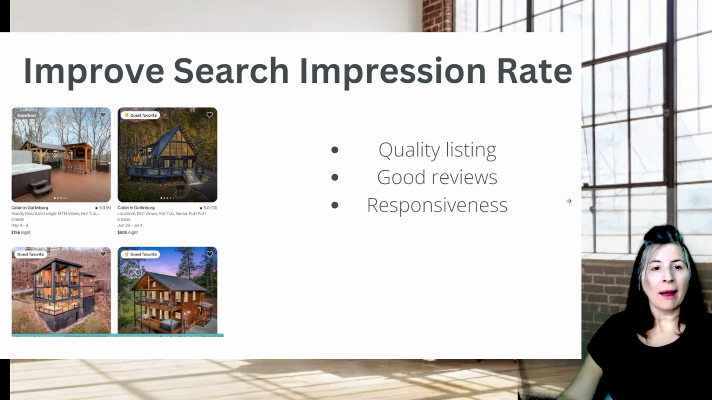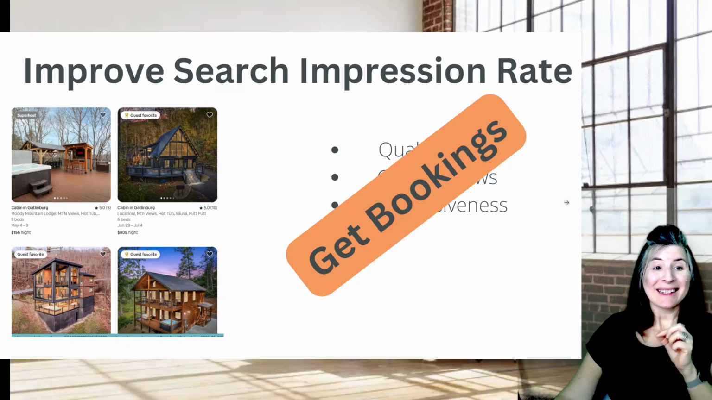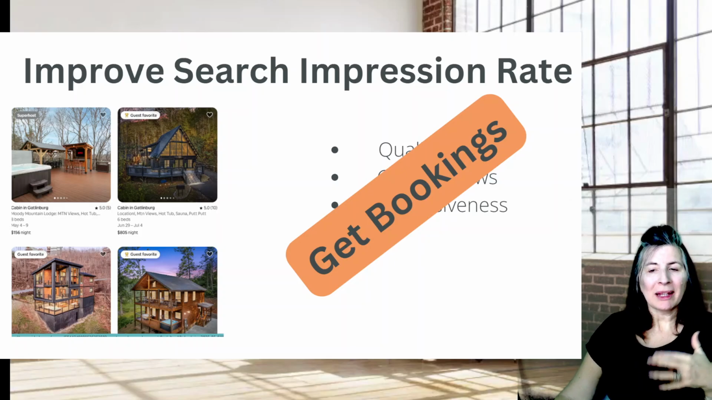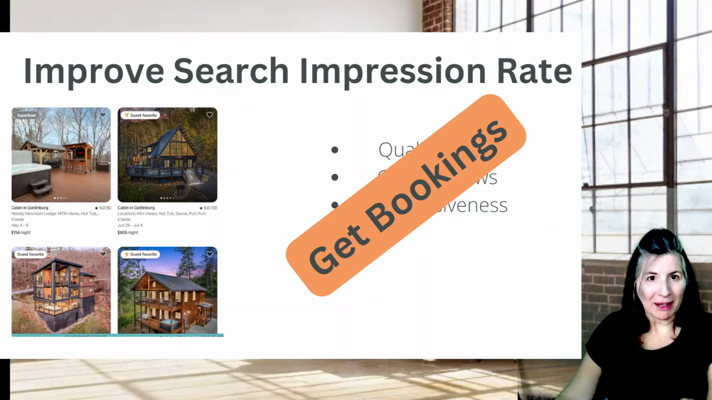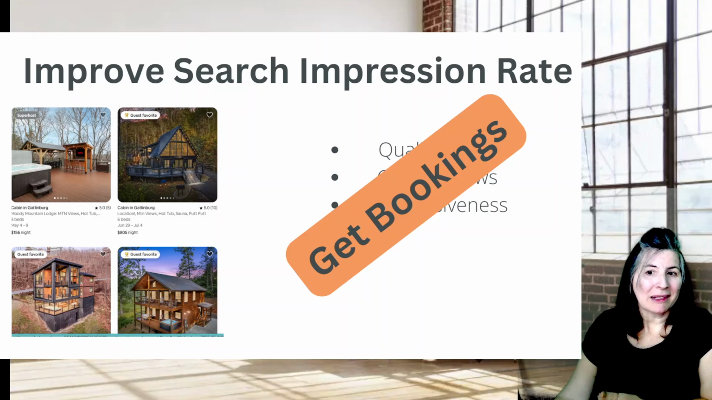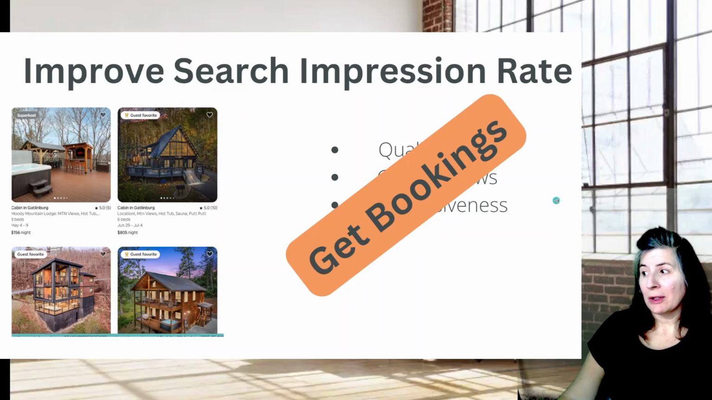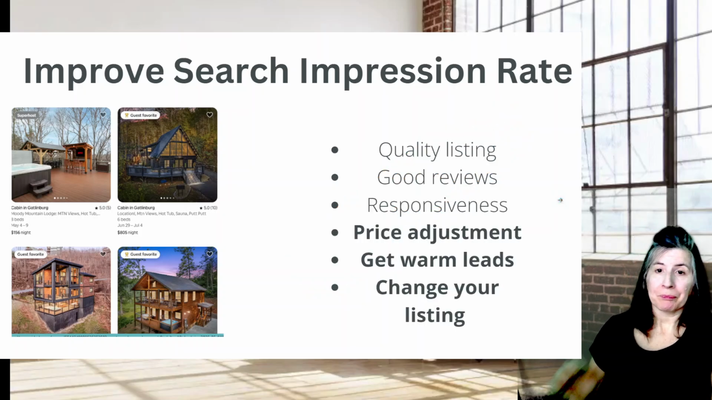And there's not a lot, other than just being a good host, that we can do to affect that, except for one thing, which is get bookings. If we are making money on that platform, the platform is making money. So they are going to prioritize our booking. And I know that's a little bit of a vicious cycle, but it's true. If you're getting bookings, you're going to get more bookings because they're going to prioritize you. So the best thing you can do is to get bookings on platform.